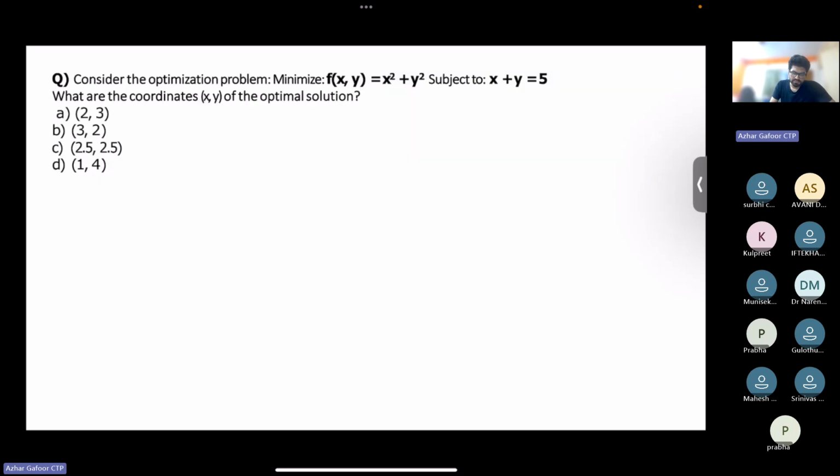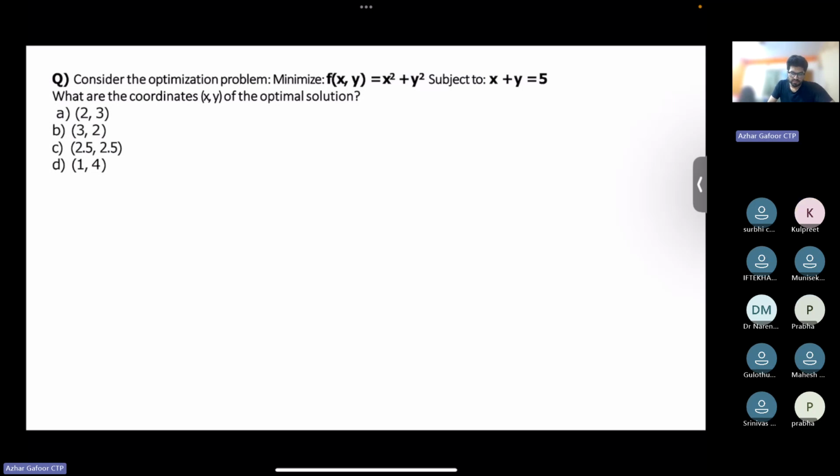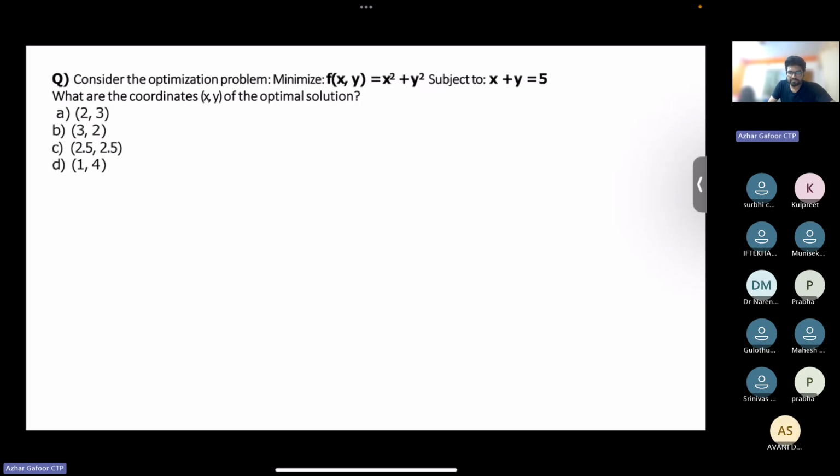Okay, so try to answer this one question. After that, we'll move towards inequality constraint problems. If you solve this problem, we can close the equality constraint optimization and move to the inequality constraint optimization problems. So you can try up to 645 and give me the answer.